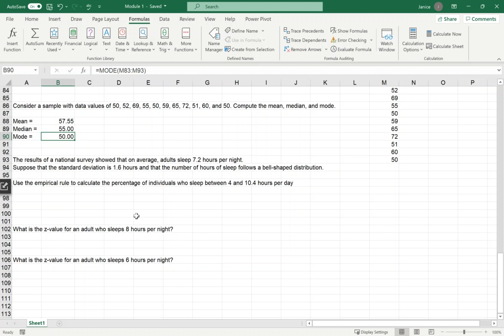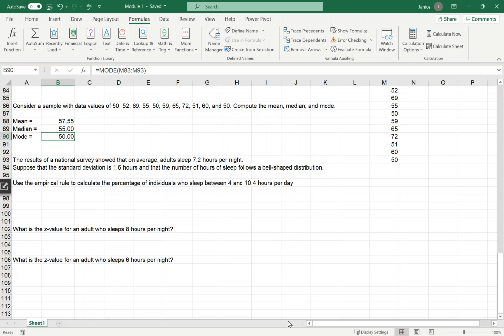Now this next question a lot of people struggle with, but it's not complicated if we refer back to the textbook. So the question says the results of a national survey showed that on average adults sleep 7.2 hours per night. Suppose that the standard deviation is 1.6 hours and that the number of hours of sleep follows a bell-shaped distribution, which you read about in Chapter 2. So it says use the empirical rule to calculate the percentage of individuals who sleep between 4 and 10 hours per day.